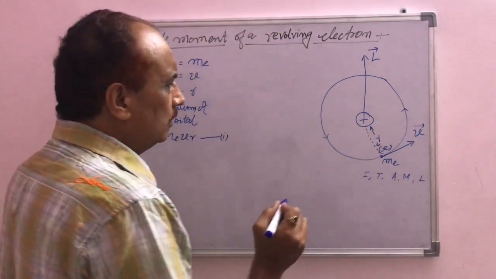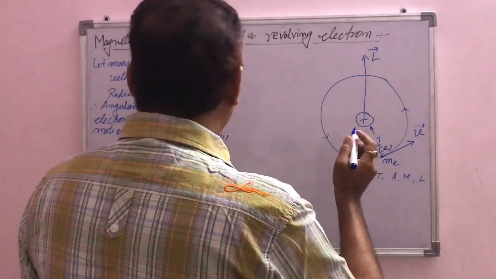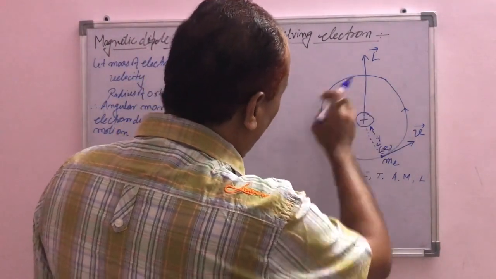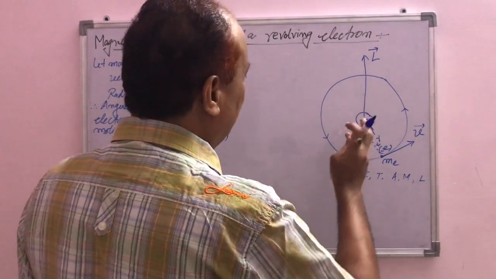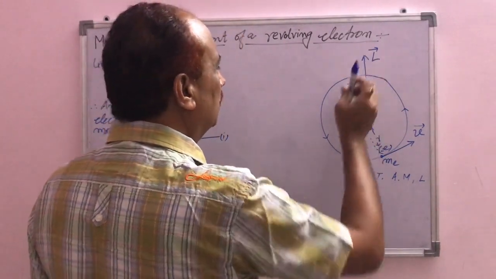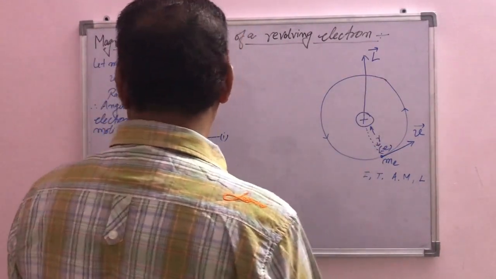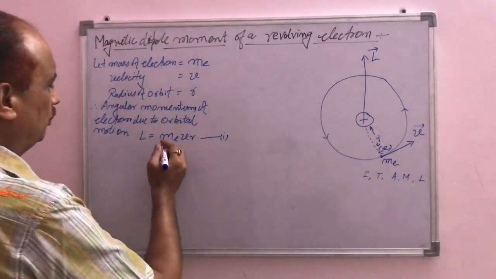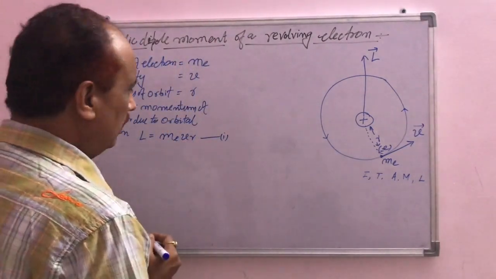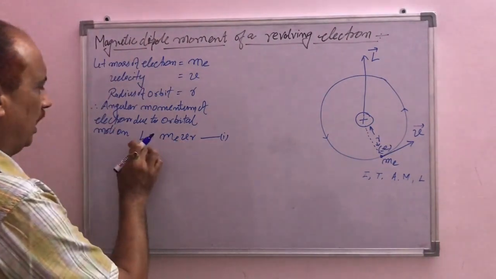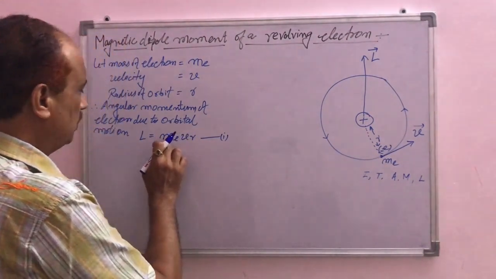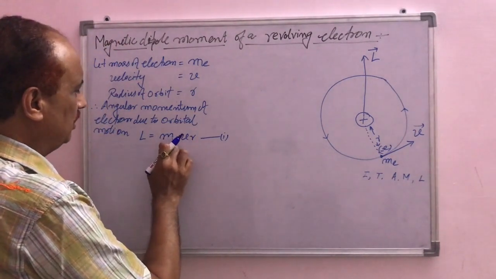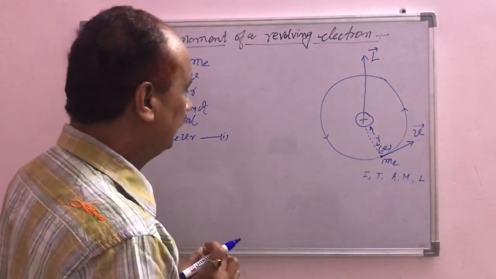So the angular momentum of that electron when it is revolving in its orbit, which acts perpendicular to the plane of the orbit, is always L equal to me v r. Actually the formula is L equal to p into the perpendicular distance, that is r. So p is equal to m into v, so it is me v r. It is equation number 1.